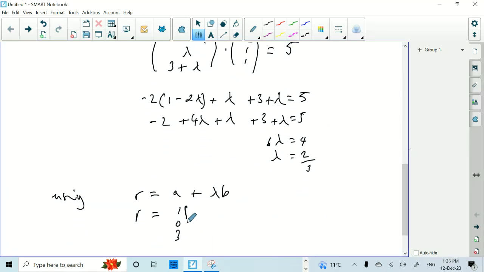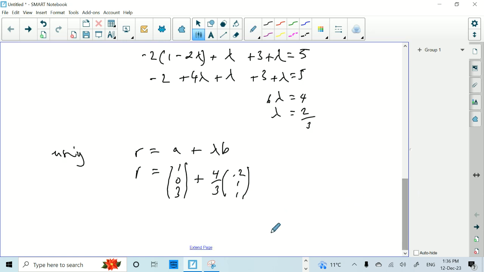So we've got the point P, which is our fixed point, plus lambda, which is 2 lots of 2/3. Well, that's going to be 4/3, and then times the scalar quantity, which is the coefficients of your equation of the plane, because that's your directional vector now, which is -2, 1, and 1. And there you have it. And that will give you the coordinates.